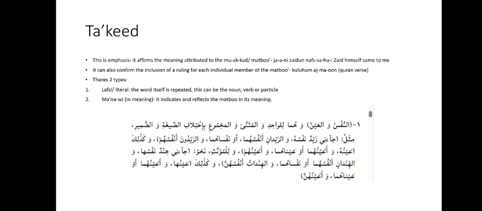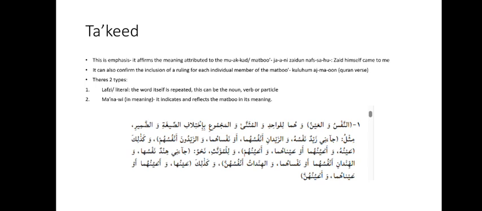It can also confirm the inclusion of a ruling for each individual member of the matbu'. This means that if the matbu' is a plural word like nation, or there's a Quran example which is al-malaikatu kulluhum ajma'un. Malaika is the plural of malak, which means angel, and malaika is the plural.